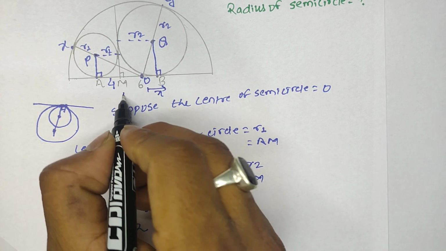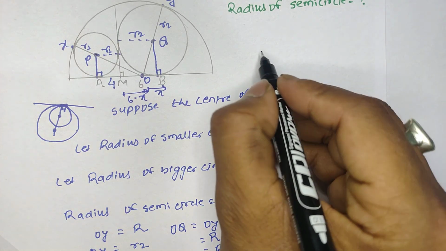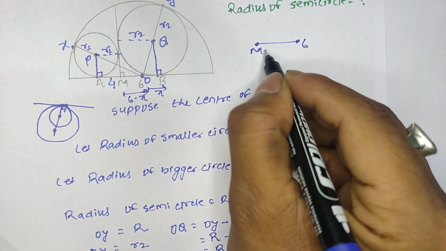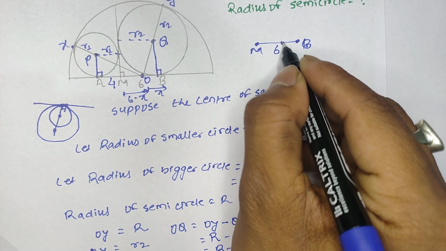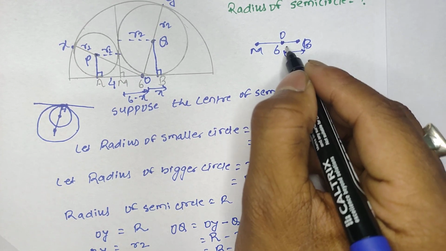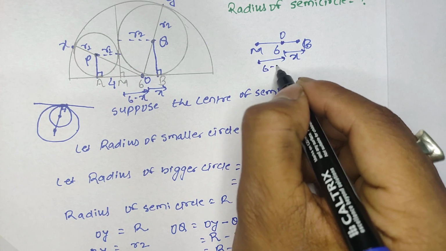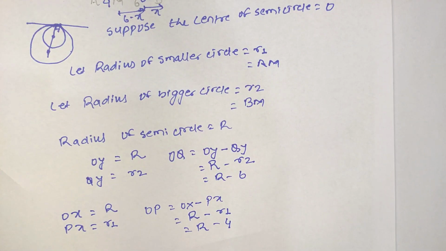Then the length of OM, MO, is 6 minus x, isn't it? Here we have a line M and B, which has the length 6 units, and here we have assumed the point O. Then if I assume the length between BO is x, then the length between MO is 6 minus x.